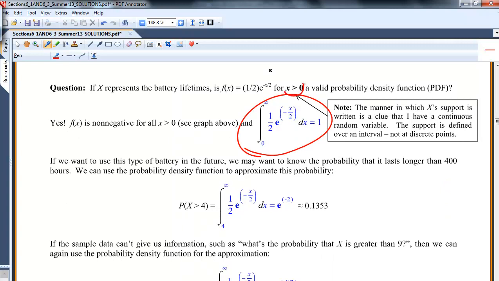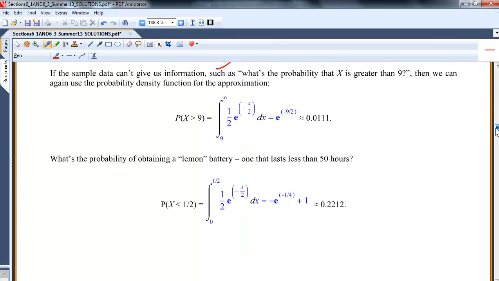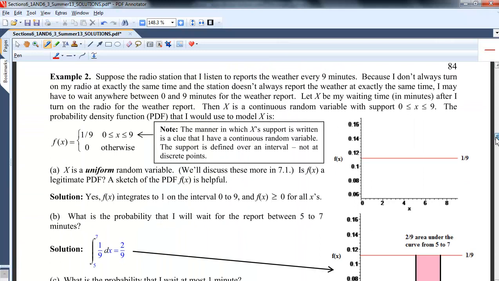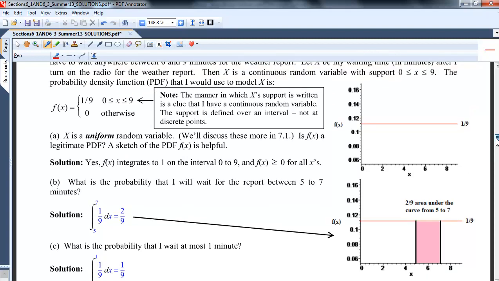Notice again that I'm giving you an interval for the support. What's the probability a battery lasts more than 4 minutes? I'm integrating from 4 to infinity. So the big thing is now you're going to see an f of x, you're going to see integration, and properties just being a little bit, I don't want to even say different, it's just because we're integrating now.